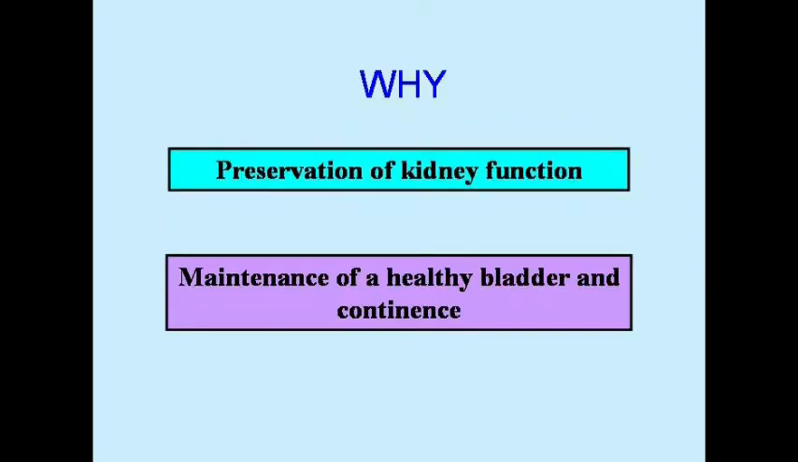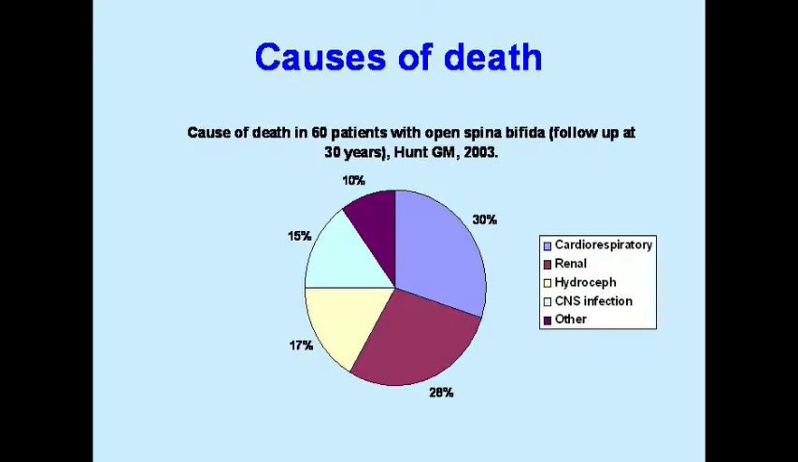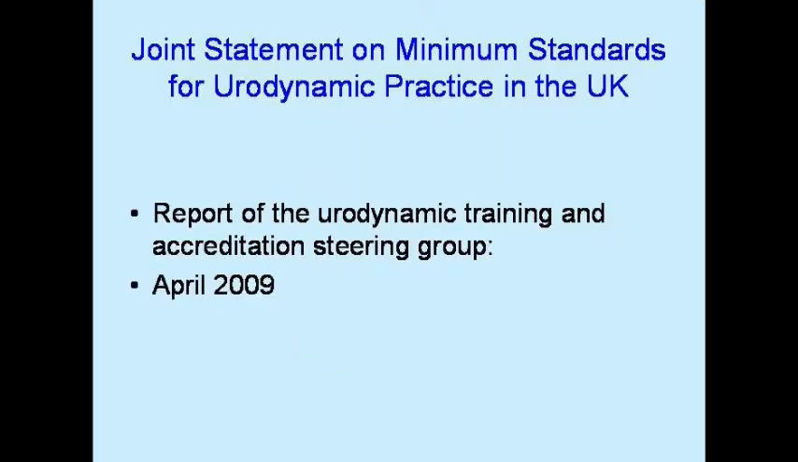Coming to the question as to why we do it, of course, the aim is to preserve renal function and to maintain a healthy bladder to provide continence for these children. Just a reminder that the second most common cause of death is due to renal causes. This is a study in adults with Spina Bifida. Recently there was a statement in the UK for the minimum standards to allow urodynamic practice.